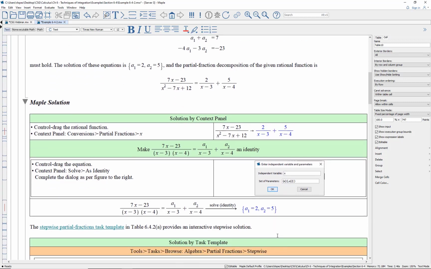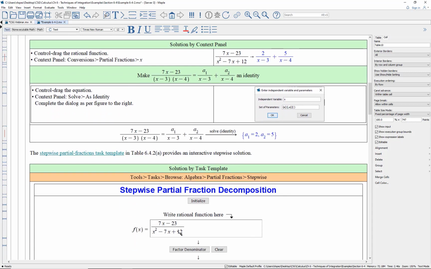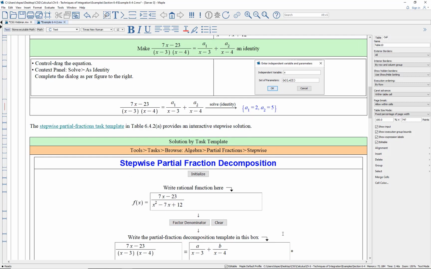There is a task template. You can find it here. This is the path to it under the heading Algebra, Partial Fractions Stepwise. So how does this thing work? Here you put in the rational function. Then you have to factor the denominator. So this button will factor the denominator. It will do the work for you.